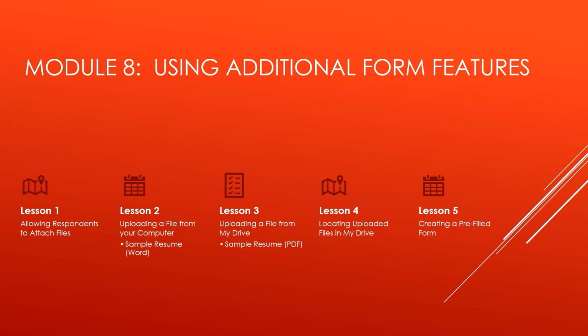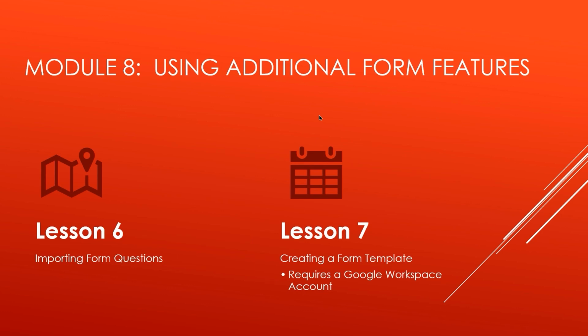And we moved on to creating a pre-filled form. We got a link that we sent via chat to our other email user. And that was so they could check to make sure that our answers were correct. We moved on to importing form questions. So we created a new form, a detailed job description, and we imported the 3 questions on our original job description form and then added some more. And we ended by creating a form template that requires you to have a Google Workspace business account.